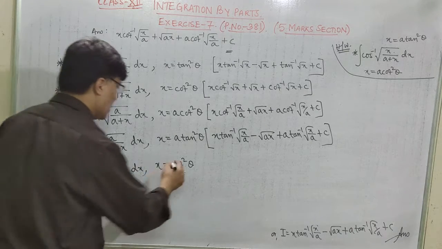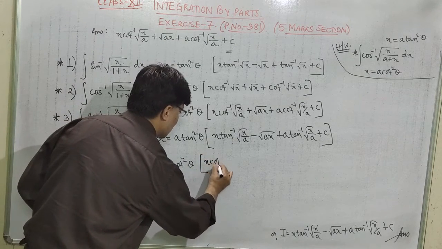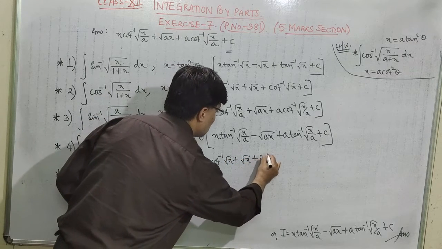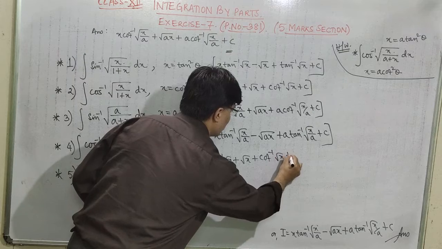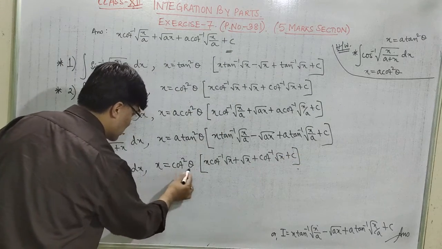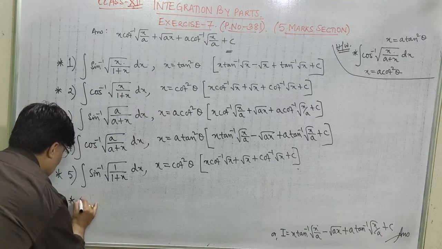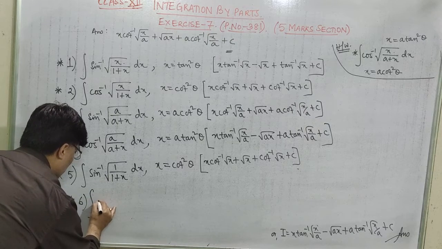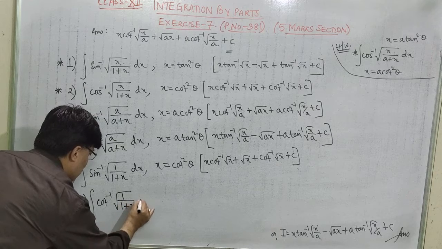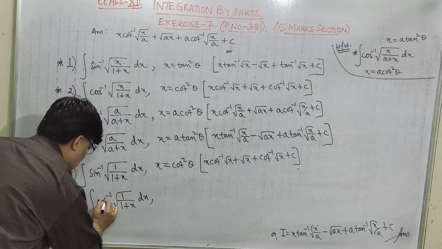Okay, the answer for this question will be x cot inverse root x plus root x plus cot inverse root x plus c. So the answer for this question is this one, and the hint for this question is x is equal to cot square theta. And next one is number 6. Integration of cot inverse root over 1 upon 1 plus x dx. Okay, not cot, sorry, this is cos.